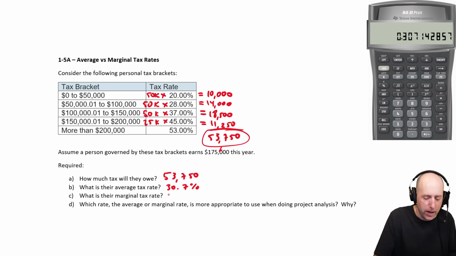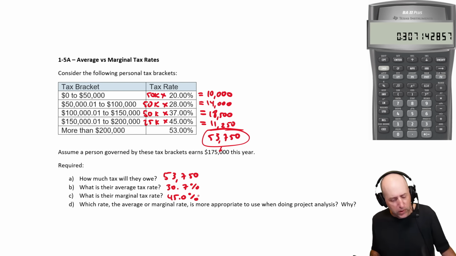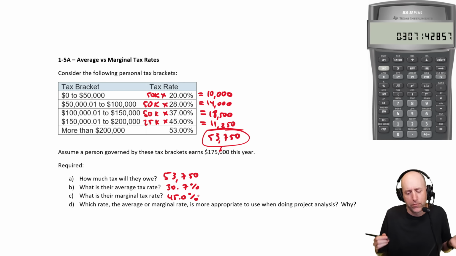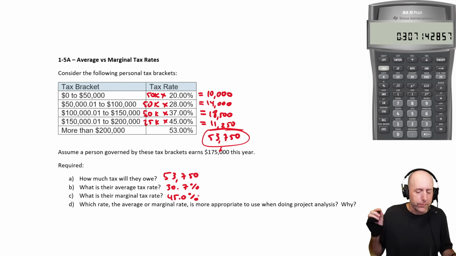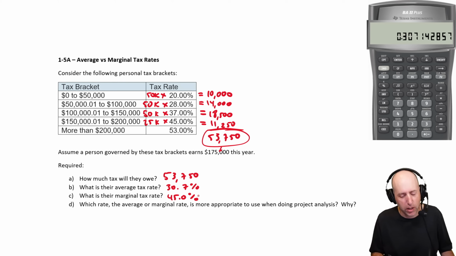So the marginal tax rate is any new money that comes in. What's the tax rate going to be on that? 45%. Which rate, the average or the marginal, should we use when doing project analysis in corporate finance? The answer here is marginal. I'll just blurt out the answer.